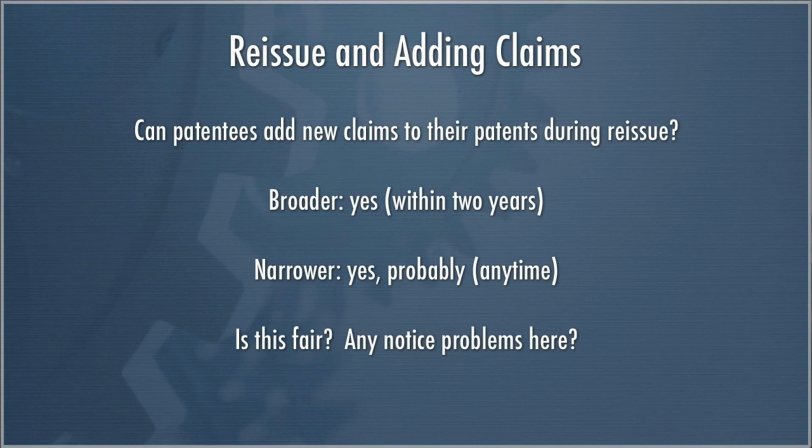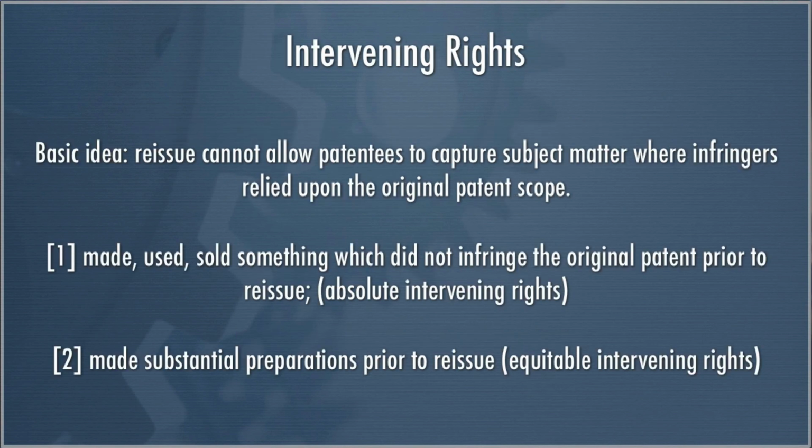So, I get granted a patent that says X, and then I get a reissue, and now all of a sudden my claims are X times 2, much broader. That is potentially, I think, a significant notice problem. And because of that, there's the doctrine of intervening rights that goes along with the reissue analysis, right? And the basic idea here is that when you broaden your claim, you cannot capture subject matter where the infringers relied upon the original patent scope, right?